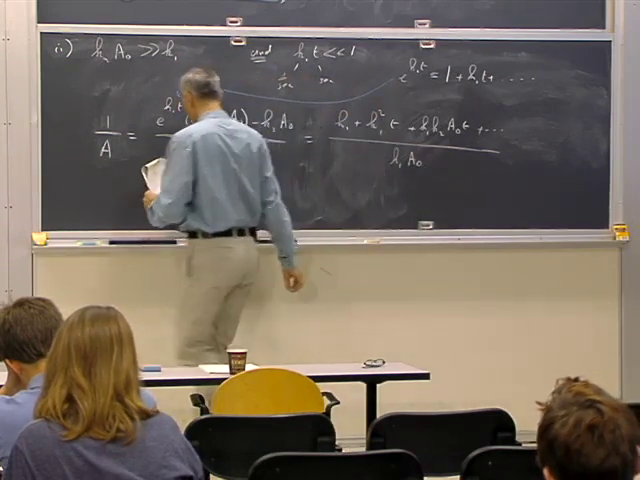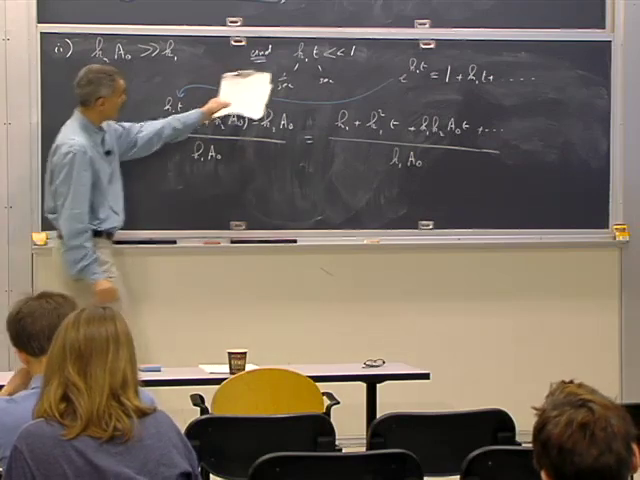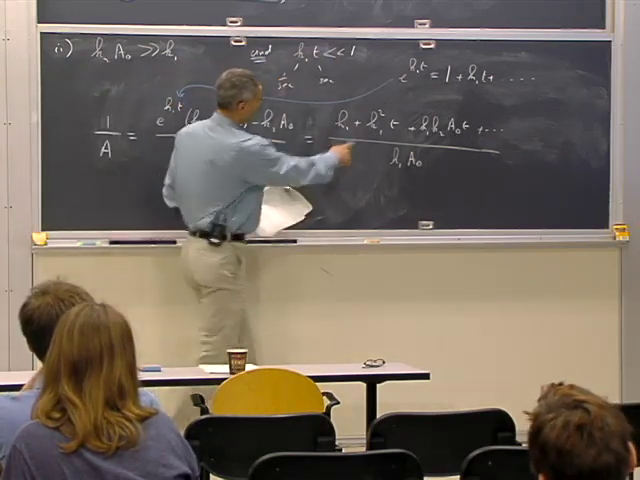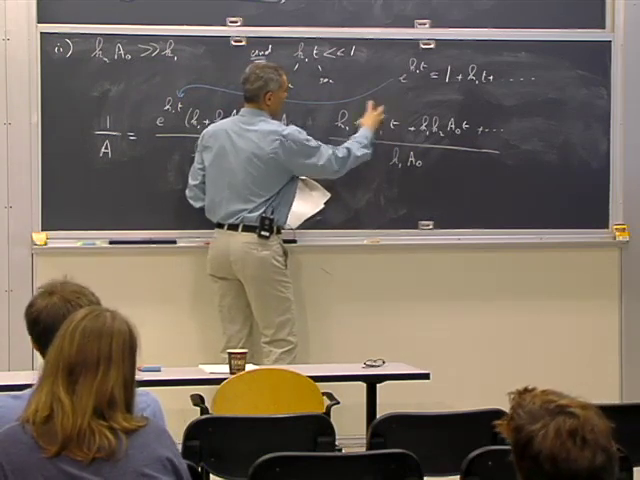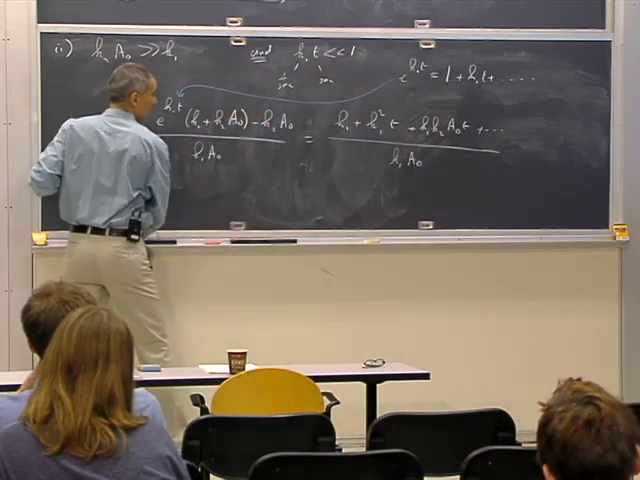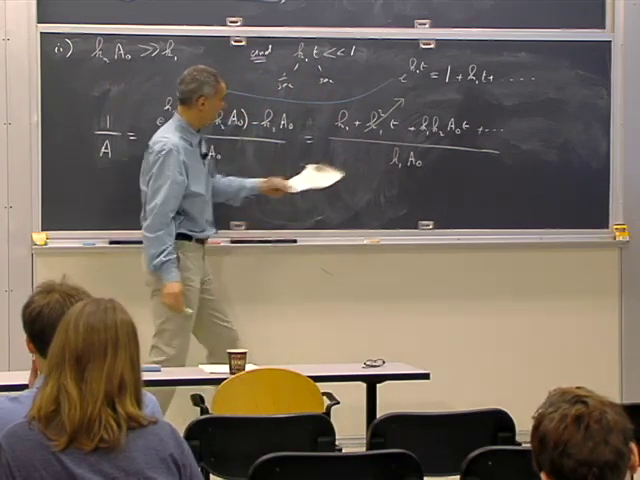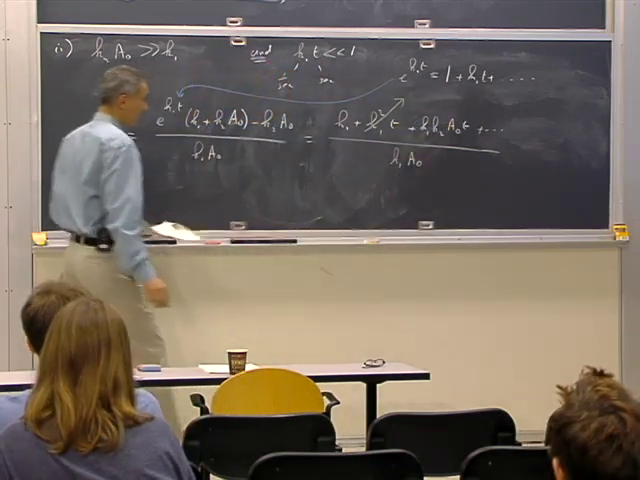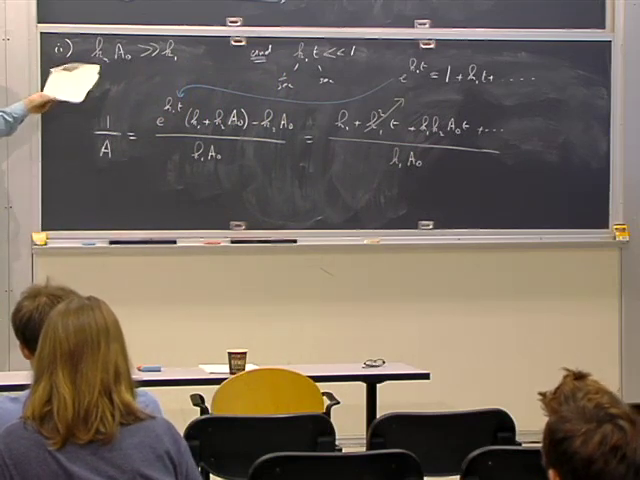And now you do your cancellations, and we have our approximation that k1 times time is much less than 1. So here we have k1 times k1 times time. This term here is much less than this term here because of our approximation. So we can get rid of this term here. There's no reason for us to get rid of this one here, because we've got k2 a naught there, which is much larger than k1.